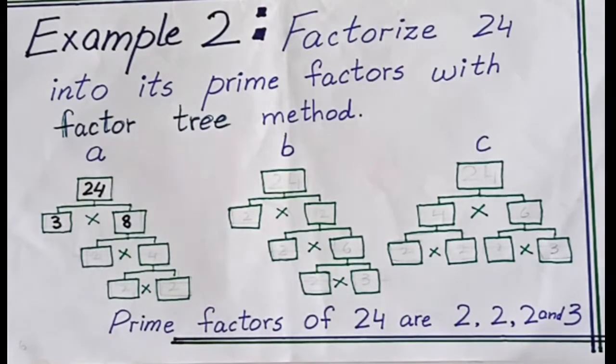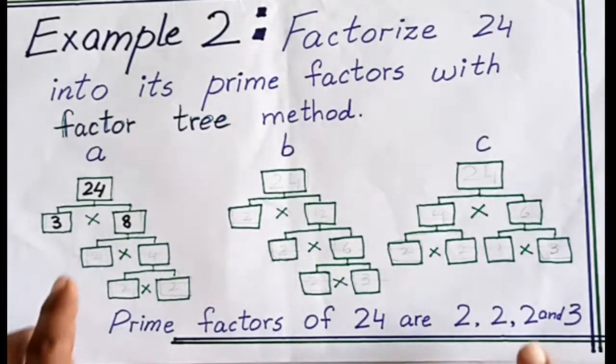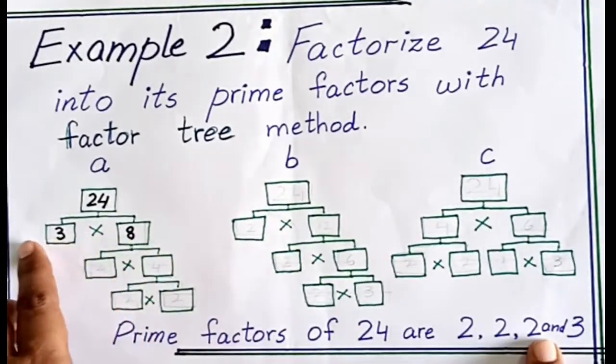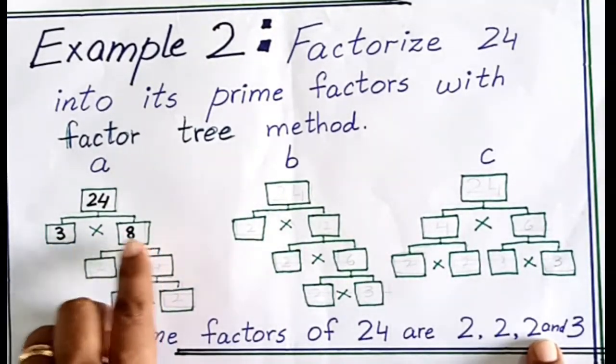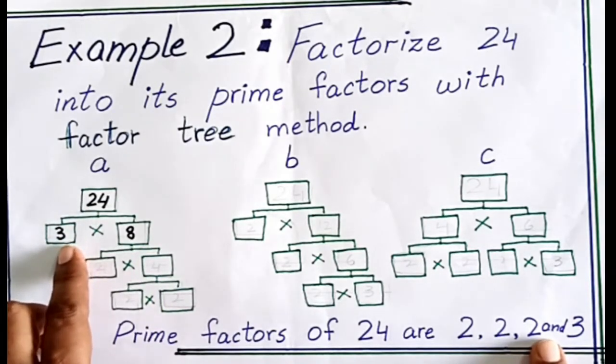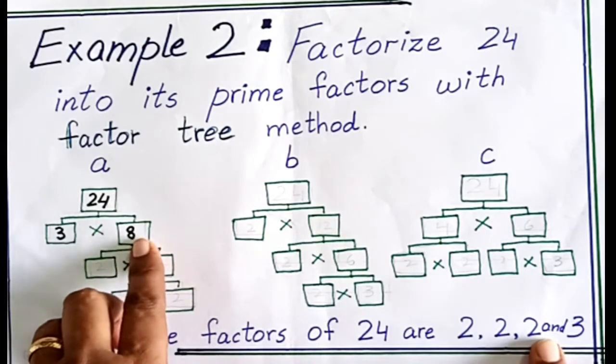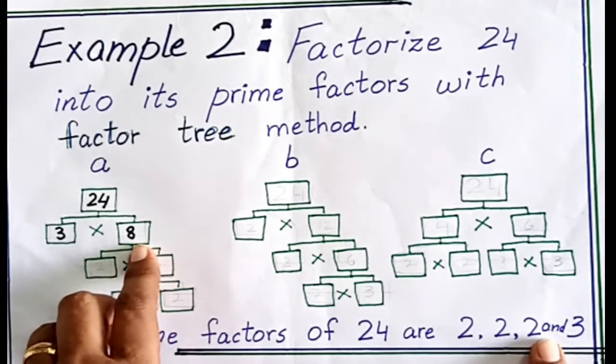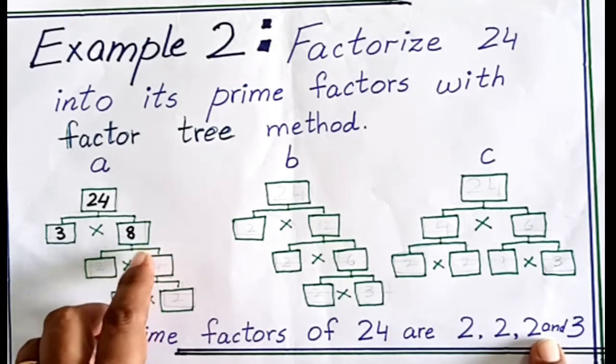See students, we are factorizing 24 with 3 and 8. We got two numbers over here, 3 and 8. 3 is a prime number, we cannot break it anymore. But 8 is not a prime number. 8 is a composite number, so we have to break it further.